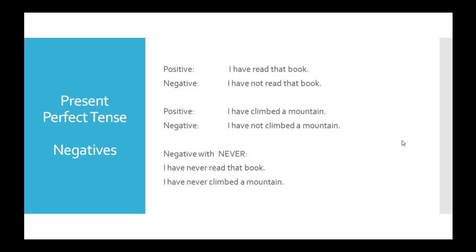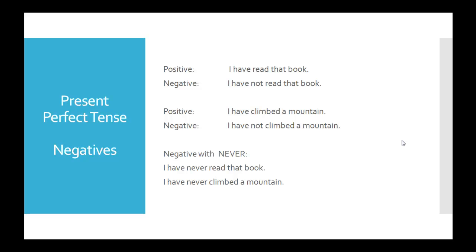Another example. If a sentence is, I have climbed the mountain, then the negative form of this sentence would be, I have not climbed the mountain. Or with a contracted form, it would be, I haven't climbed the mountain.